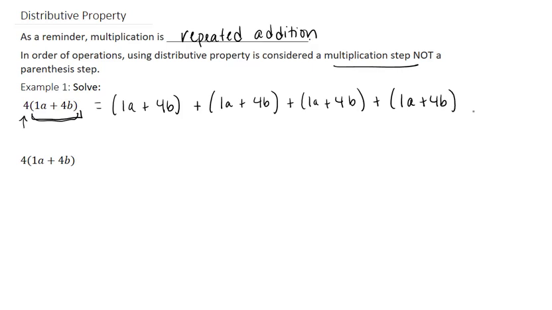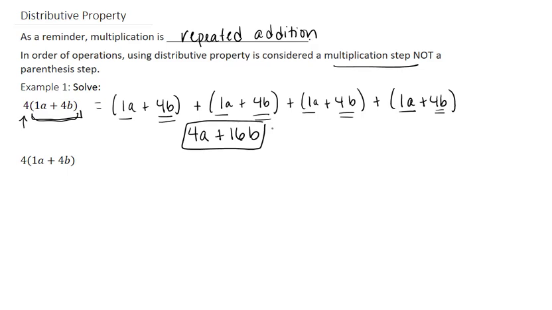Now, if we were to add these up, because we have 4 copies of this, we would just add up all the a's together and all the b's together. So we have 1a plus 1a plus 1a plus 1a, which is equal to 4a. Then we have 4b plus 4b, which is 8b, plus another 4b is 12b, plus another 4b is 16b. So we have 4a plus 16b, and this would be our solution for this.